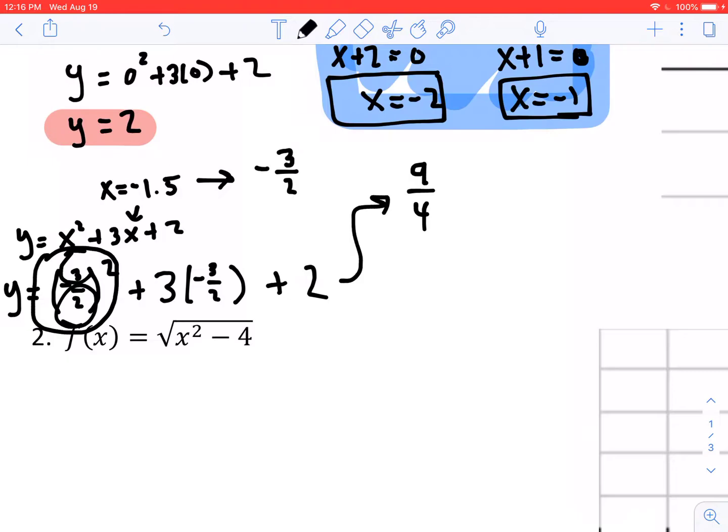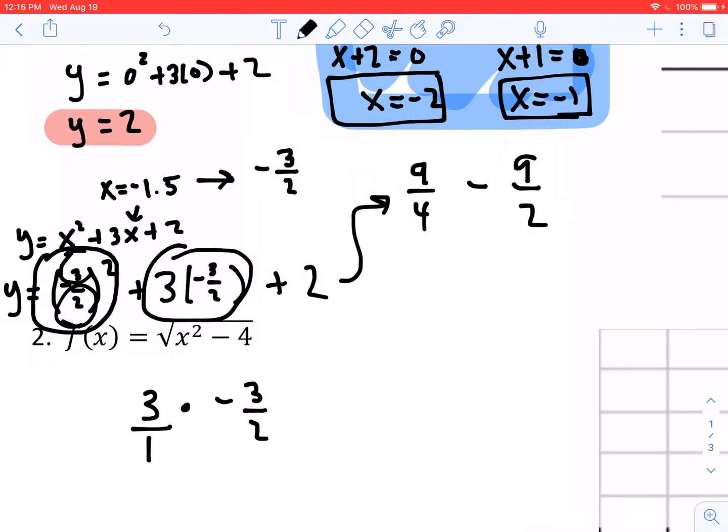Okay. What about this thing here? What is 3 times negative 3 over 2? Well, if we think of 3 as a fraction by putting it over 1, then 3 over 1 times negative 3 over 2 is actually going to be negative 9 over 2, right? Top times top, bottom times bottom. 1 times 2 is how I got the 2 on the bottom. 3 times negative 3 is how I got the minus 9 on top. And then let's not forget plus 2.